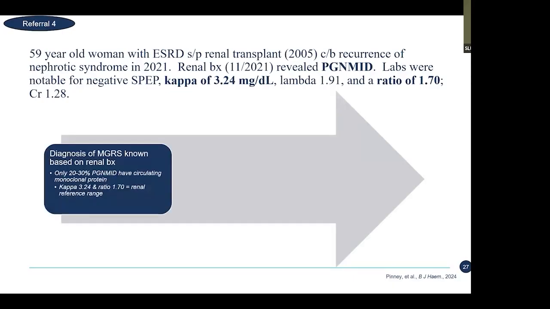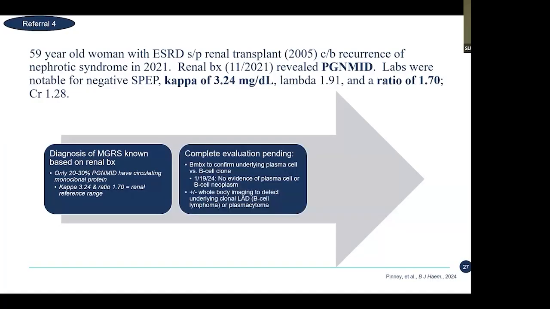And so when we have a diagnosis of MGRS, whatever that diagnosis or whatever that subtype might be, they will often come to us just for treatment consideration. And unfortunately, as Dr. Malik has said, only 20 to 30% of cases with PGN-MID actually have a circulating monoclonal protein, which is really the exception for most of our MGRS cases. Again, here we see that if there's no monoclonal protein, or even if there is, we still have to complete the evaluation here with a bone marrow biopsy, because both a plasma cell and a B cell can, in theory, create these monoclonal processes.